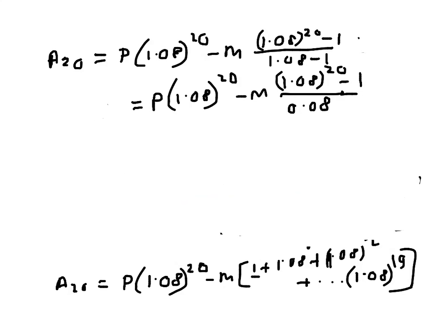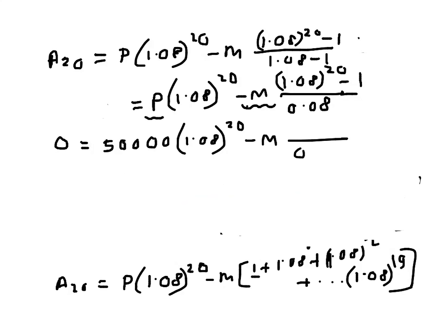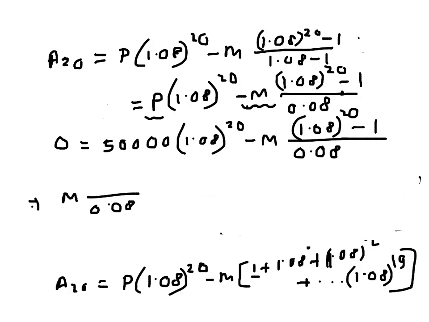And then the question is, after 20 years, if the account is empty, so he has nothing left, what will M be? P is actually given, so what will M be? So this one becomes 0, P is 50,000, 1.08^20 equals M times (1.08^20 minus 1) over 0.08, so M times (1.08^20 minus 1) equals 0.08 times 50,000 times 1.08^20.